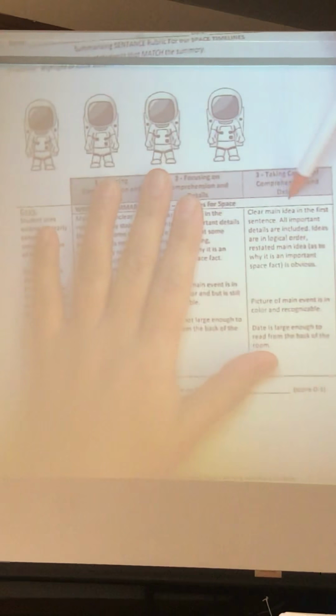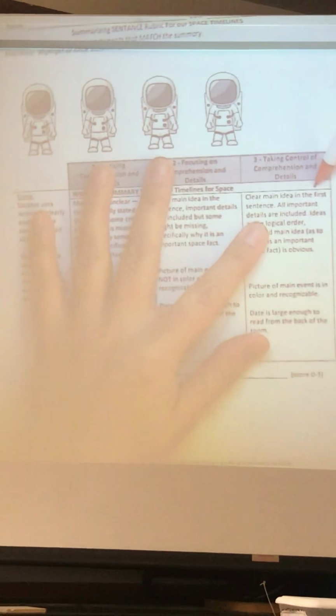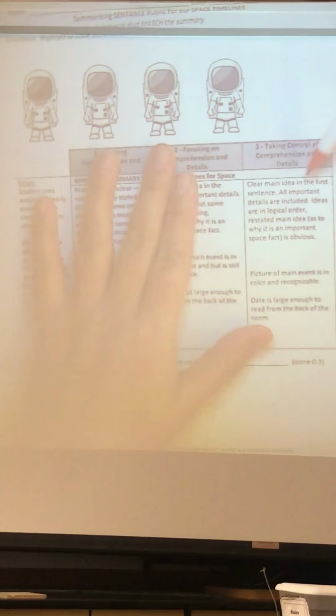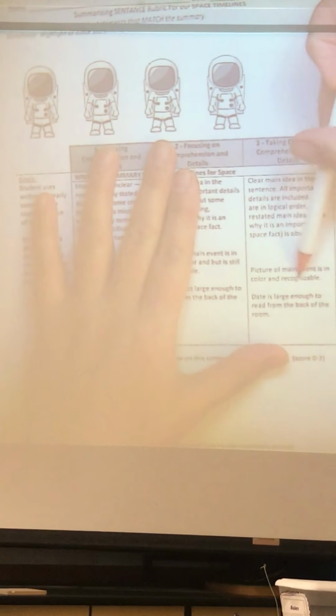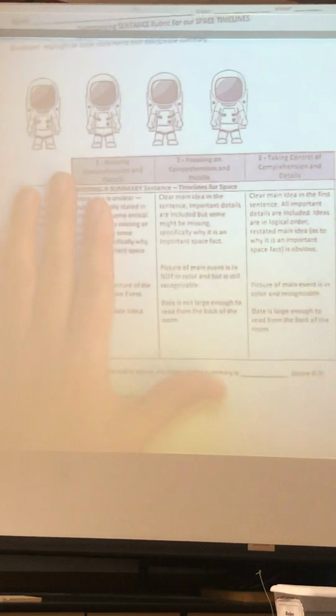To get full credit, you're going to have a clear main idea in the first sentence or only sentence. All important details are included. It's in logical order. You've talked about what the main idea is and why it's an important space fact. Okay? The picture of the main event is in color and recognizable. Date is large enough to read from the back of the room. Okay? If you have all those things, you get full credit. This is full credit. This is the maximum amount.